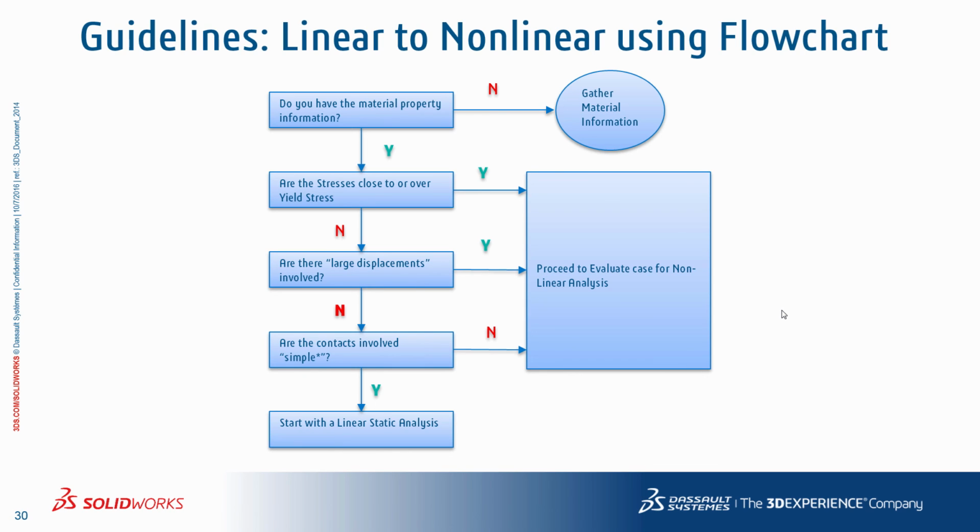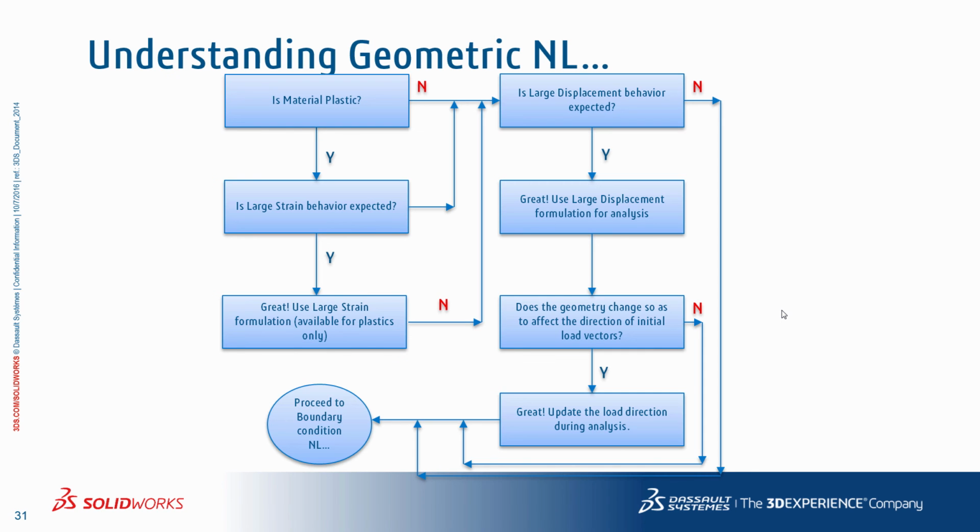The next few slides illustrate a flowchart that can be used to easily capture and evaluate the case for nonlinearity in your design validation process. You can actually start by answering some simple or basic questions as shown here. So for example, do you have the material property information? Are the stresses close to or above the yield stress? Are there large displacements involved? Are there contacts involved? Depending upon how you answer the questions, you can actually start off with a linear static analysis or proceed to evaluate the case for a nonlinear analysis.